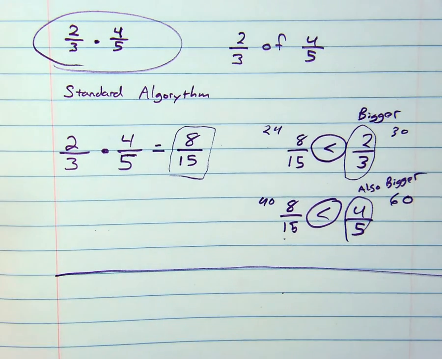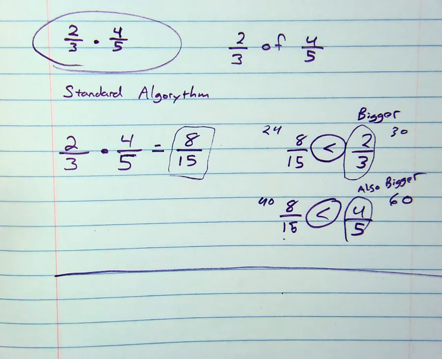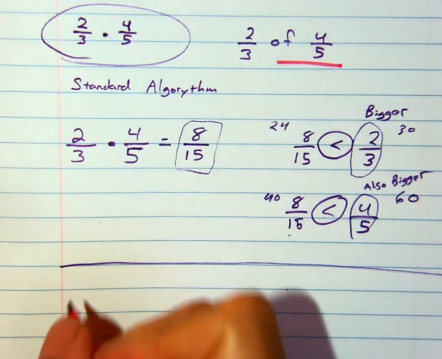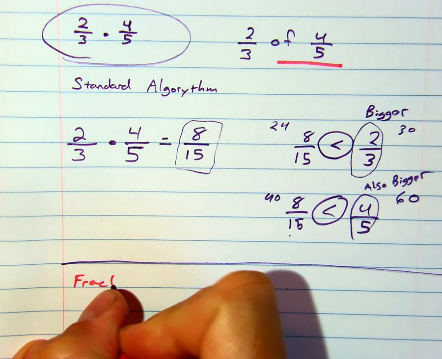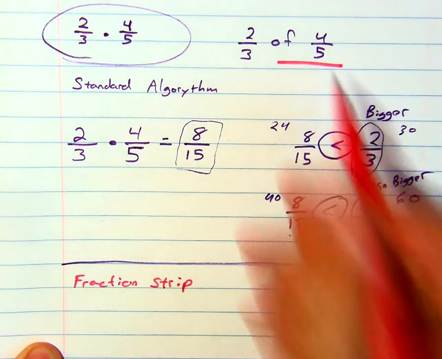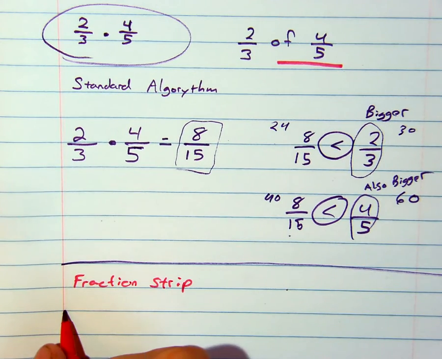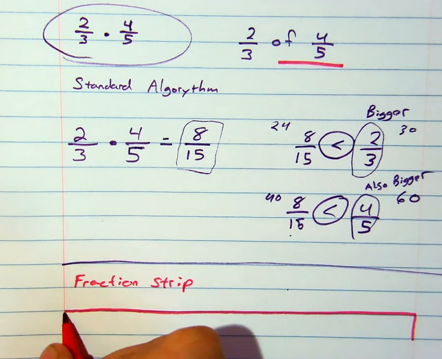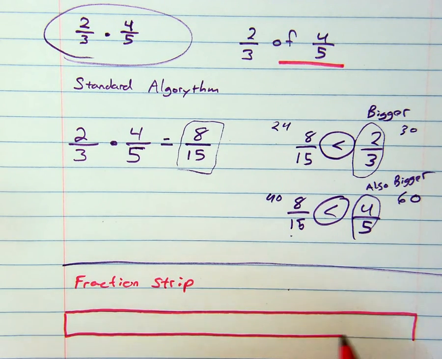Let's switch it up. Let's look at our fraction strip. We need a couple of colors for this one. Since we had determined that it was of 4/5, for the fraction strip I want to begin with that second factor. Let's go from margin to margin, make my life easier. All right, I have one whole.